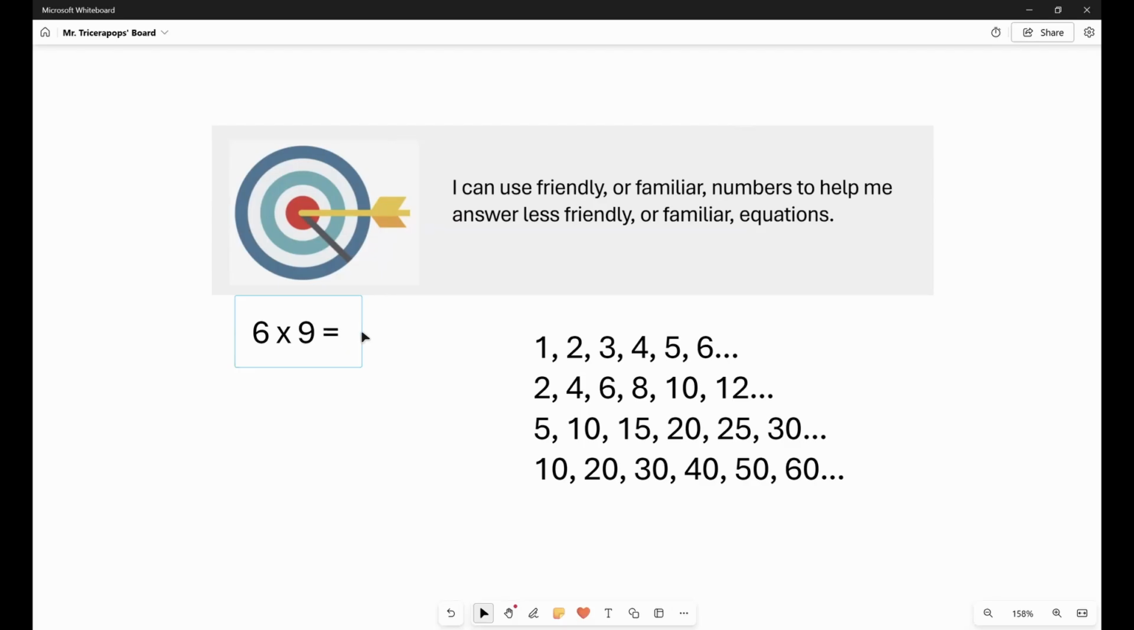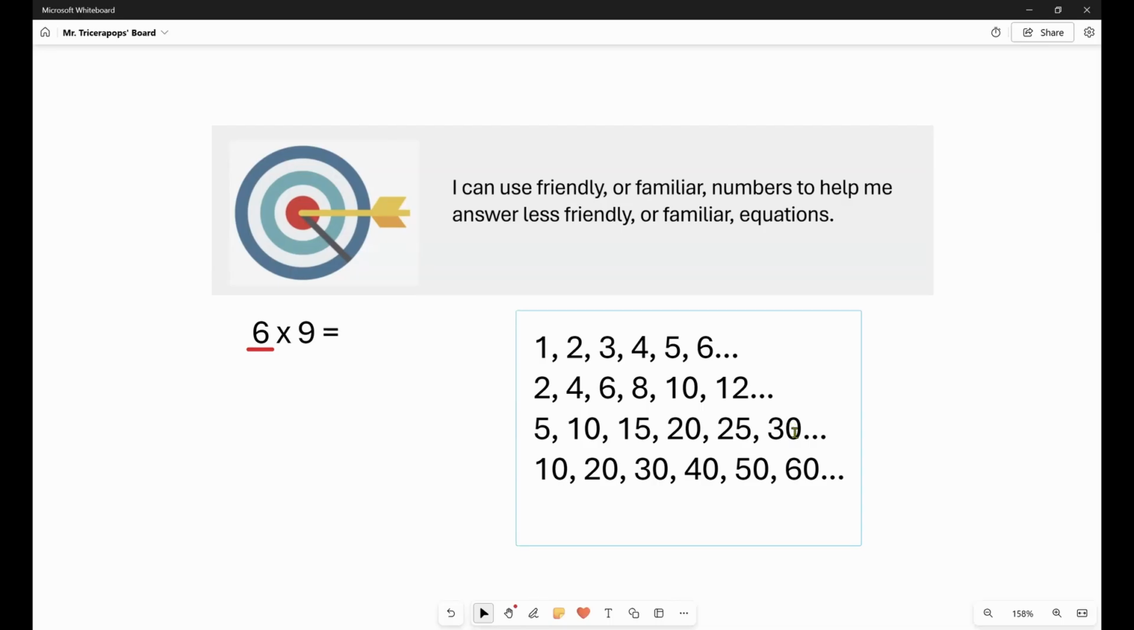So if I am looking at it this way, what are some friendly multiples that we can use to help us that are close to 6? We have ones, we have twos, we have fives, and we have tens. Is there something close to 6? That's right. It's the fives. So you have 5, 10, 15, 20, 25, 30.